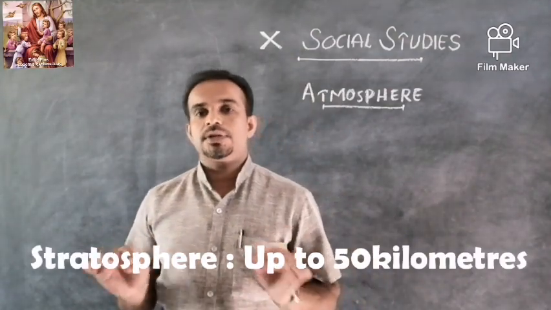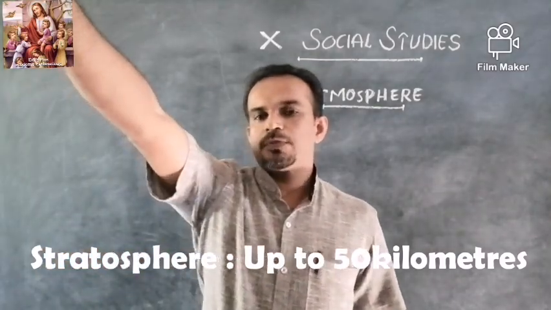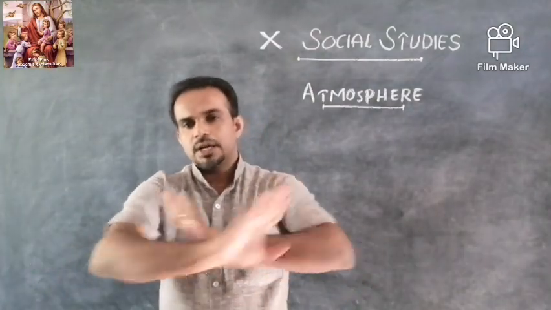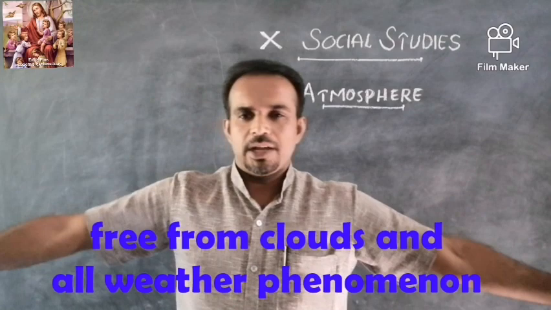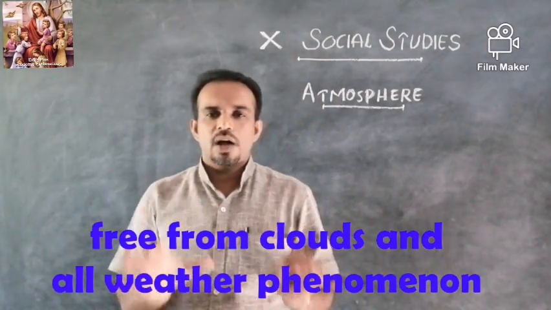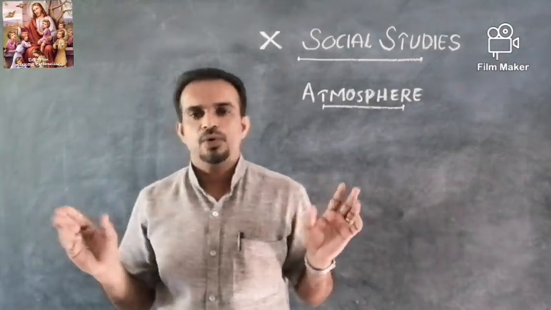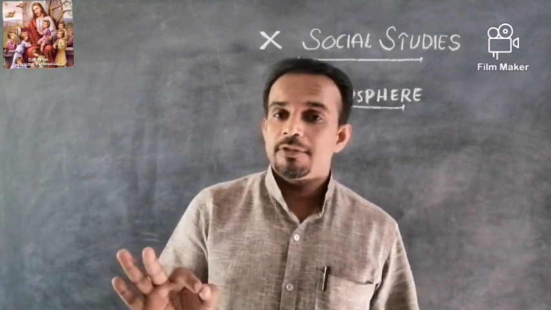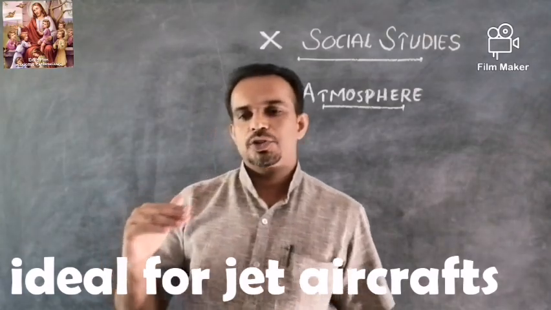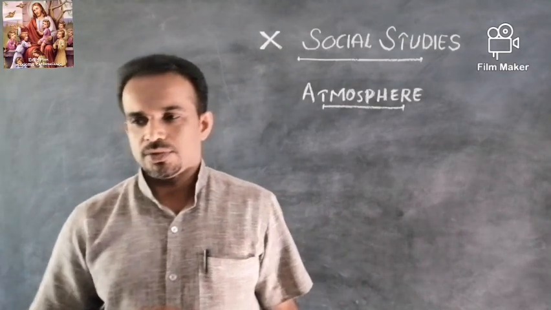It extends up to 50 kilometers. Where the troposphere ends, there starts the stratosphere, up to a height of 50 kilometers. And it is free from clouds and all the weather phenomena. It is as clear as anything, no clouds, no phenomena related to weather. So this particular sphere is very ideal for flying flights. Airplanes are flying in this second layer, the stratosphere, up to around 50 kilometers.